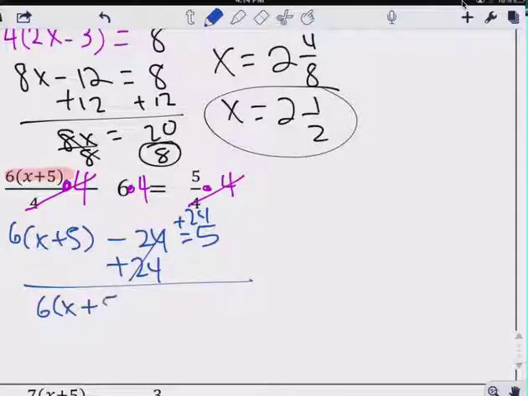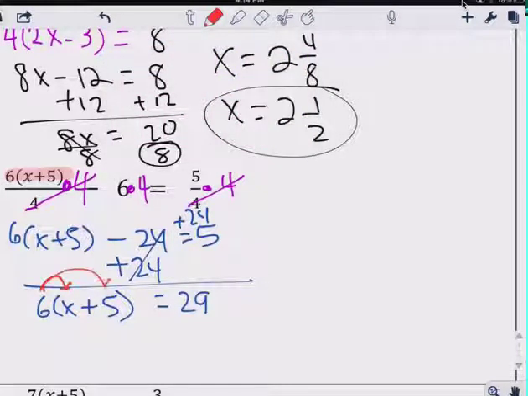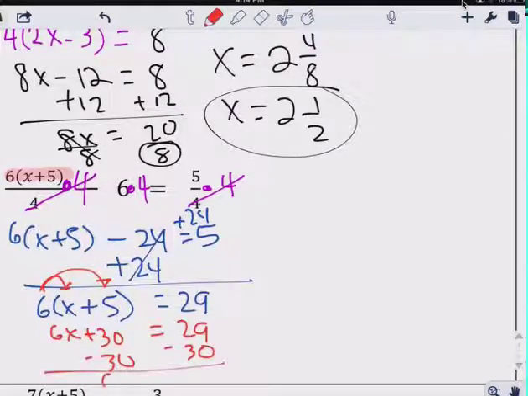x plus 5 equals 29. Distribute here. Distribute there. 6x plus 30 equals 29. Minus 30. That gives you 6x equals negative 1. Therefore, you divide by 6. x is equal to negative 1 over 6.